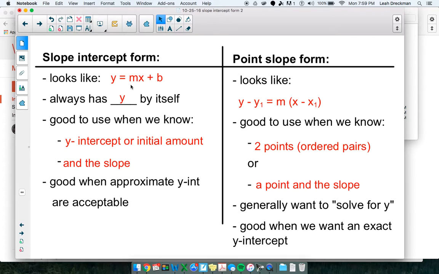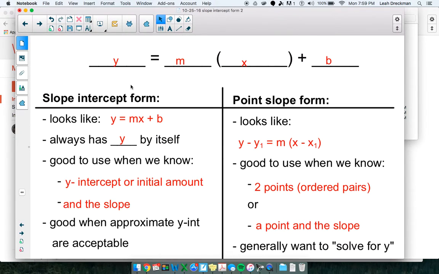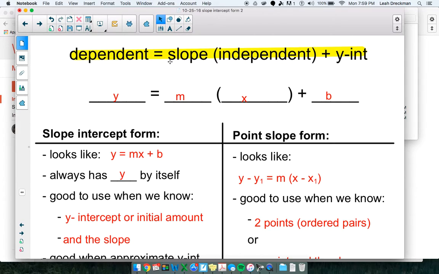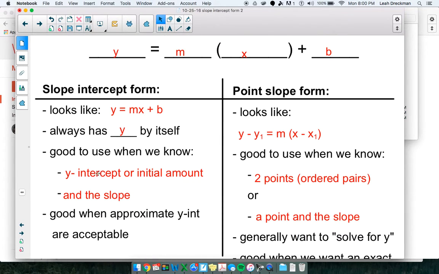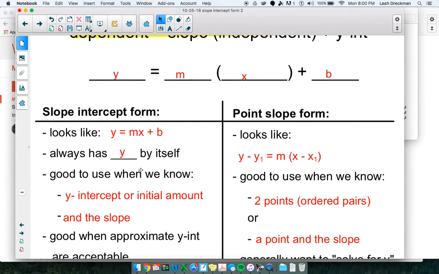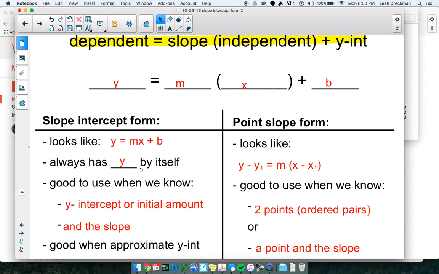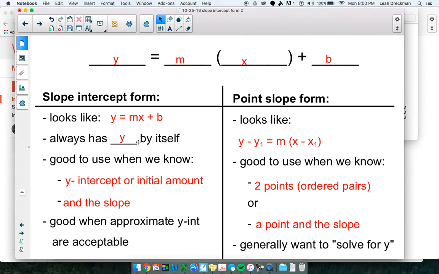So y equals mx plus b, that is the exact same thing as this highlighted yellow statement here. Notice the y is by itself, and whenever we know the slope and an initial amount or something that we're beginning with, this is a really good form to use. And so a lot of times, like with your position time graphs, we knew the initial position and we know the velocity, and so this was a great situation to use y equals mx plus b.